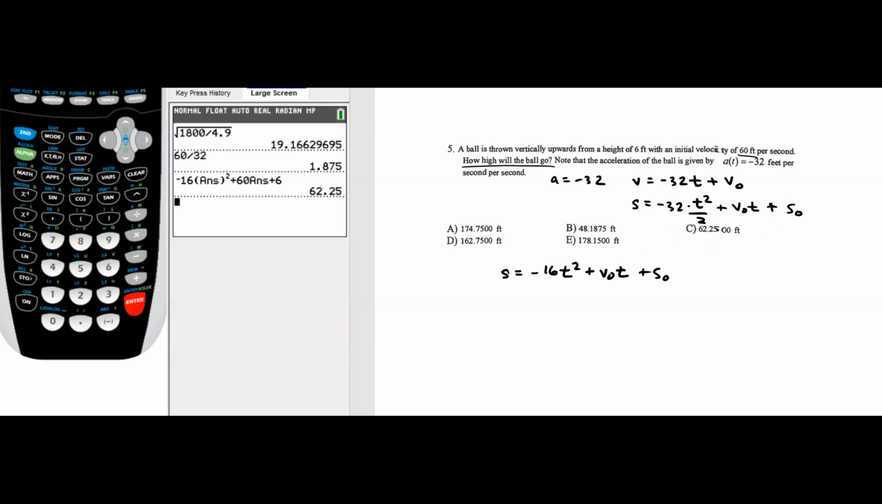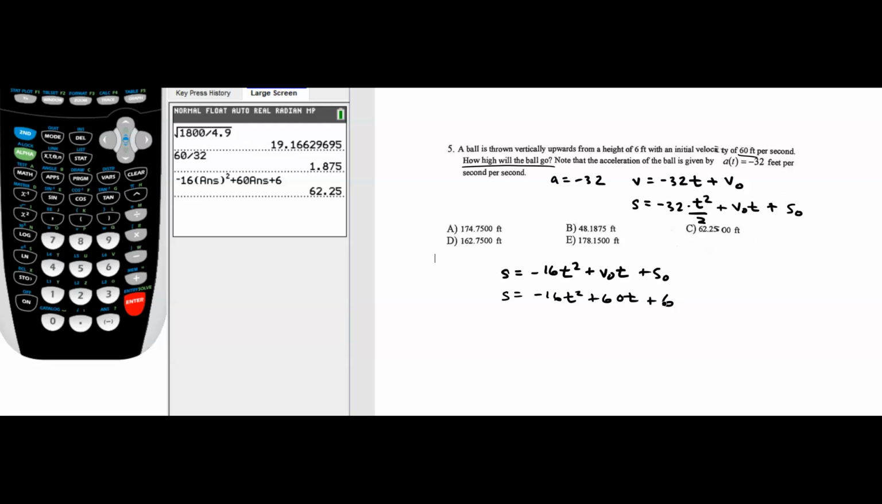It looks like the audio got cut off at the end of that last video, so I'm just going to talk you through example 5 one more time. So we have our position of negative 16t squared plus v naught t plus s naught. Now note that we are given an initial velocity of 60 feet per second, and we are also given an initial position. So our position equation at this point is s equals negative 16t squared plus 60t plus 6.